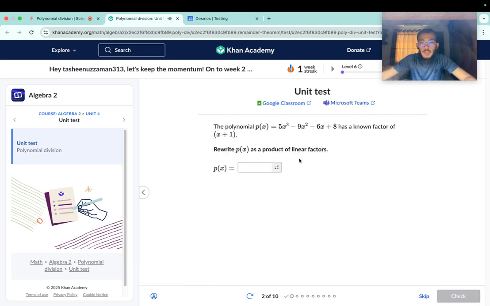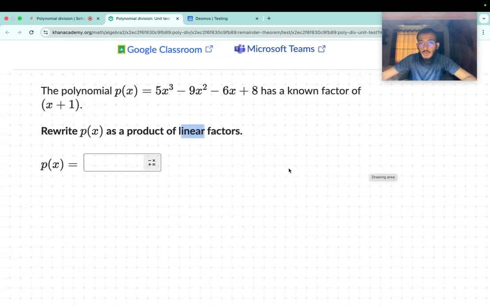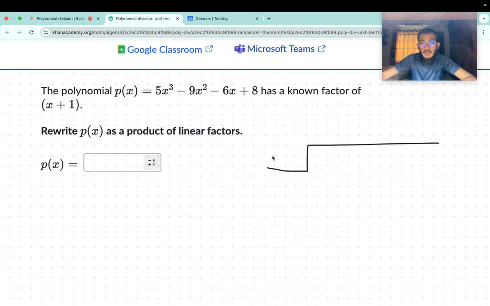The polynomial p(x) equals this expression and has a known factor of x plus 1. Rewrite p(x) as a product of linear factors. All right. So we already know that x plus 1 is a factor. So what we can do is long division with x plus 1, and we will find the quadratic factor for this cubic equation.